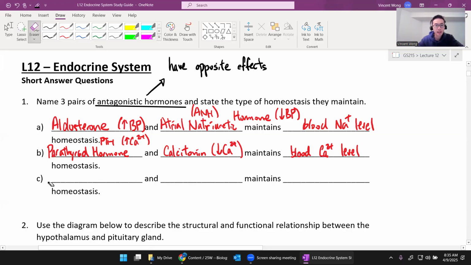Next, we have glucagon. Glucagon is going to be released when you have low sugar level in the blood, and its action is to increase glucose. And to bring it down, it would be insulin, which would decrease glucose. They maintain blood glucose level.